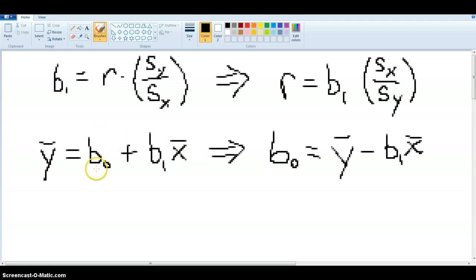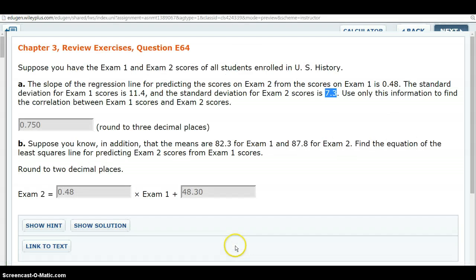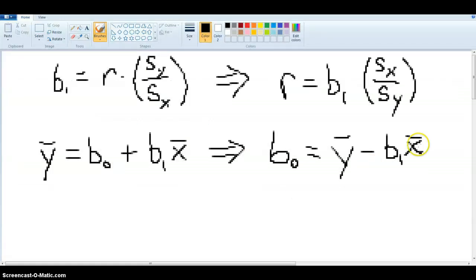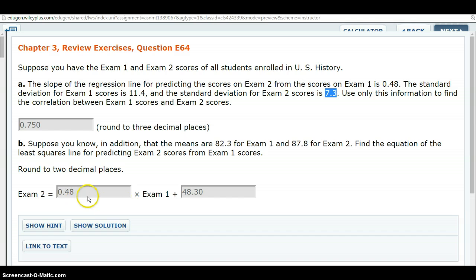And I'm going to just reorder that again too before I even solve it to get the b0, the y-intercept, all by itself. Then I just plug in the means for, what was my y, exam 2? Yes, exam 2 is my y, so I'd plug in the mean for exam 2. That would be 87.8, and the mean for exam 1, and then, of course, the slope we were given early on in the problem. So just plug those in, solve for b0, and that will give us our 48.30. The 0.48, which is the slope.